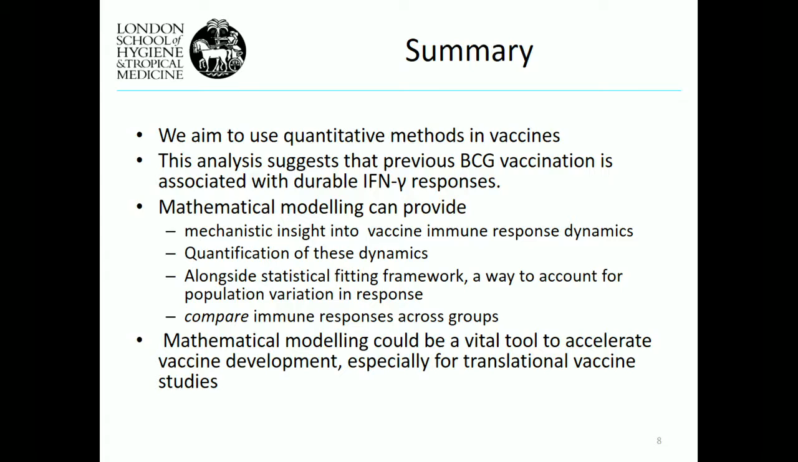As a summary, we aim to use more quantitative methods in vaccine development. This particular study shows that previous BCG vaccination is associated with durable interferon gamma responses. Mathematical modelling can provide mechanistic insight into vaccine immune response dynamics. It can quantify these dynamics, and alongside the statistical framework, we can account for population variation in response, and we can also compare immune response across groups. Mathematical modelling can be a vital tool to accelerate vaccine development, especially for translational vaccine studies.